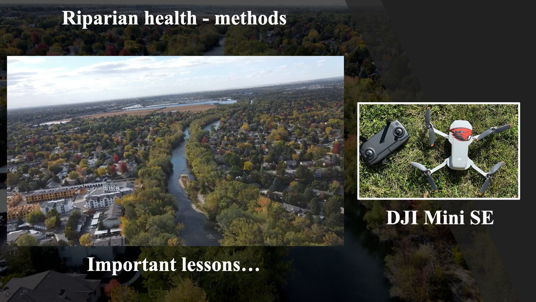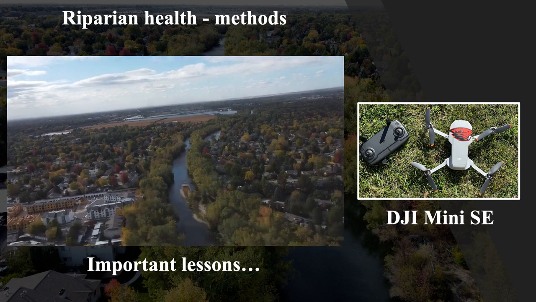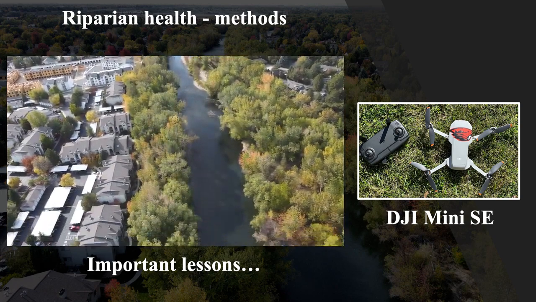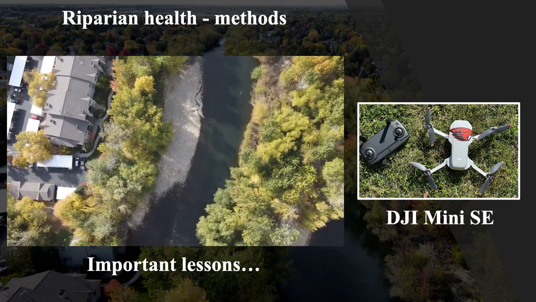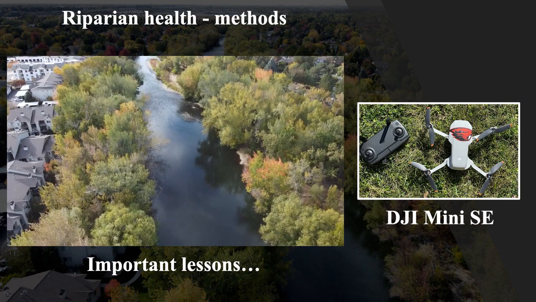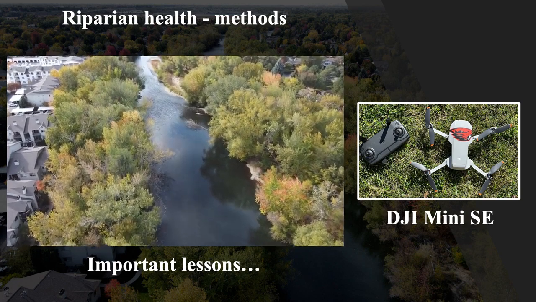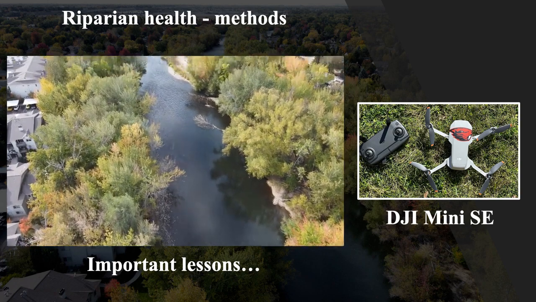The DJI Mini SE uses a radio frequency, an RF, to connect the operating controller to the flying unit. If the RF signal is lost, the flying unit can become disconnected from the operating controller. For this reason, flights were limited to 900 to 1,000 meter reaches on the respective rivers under examination.